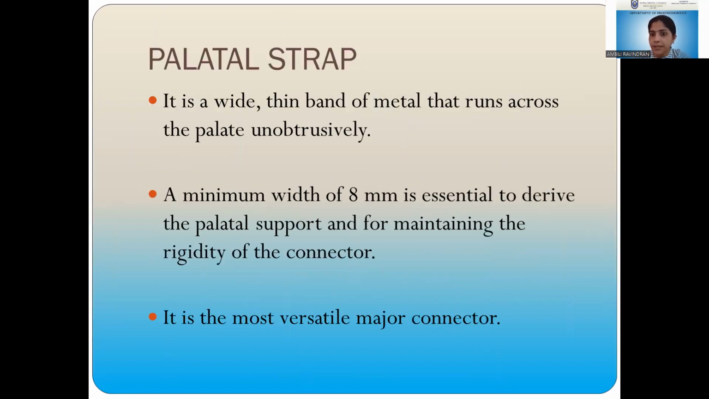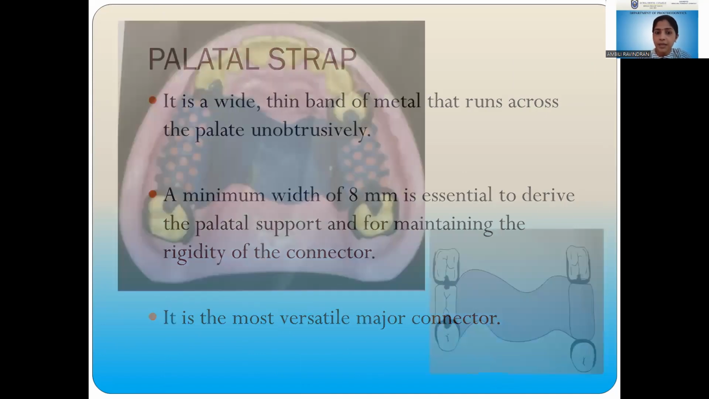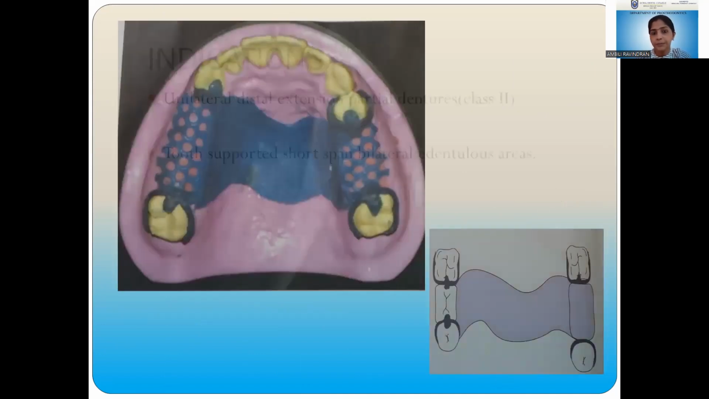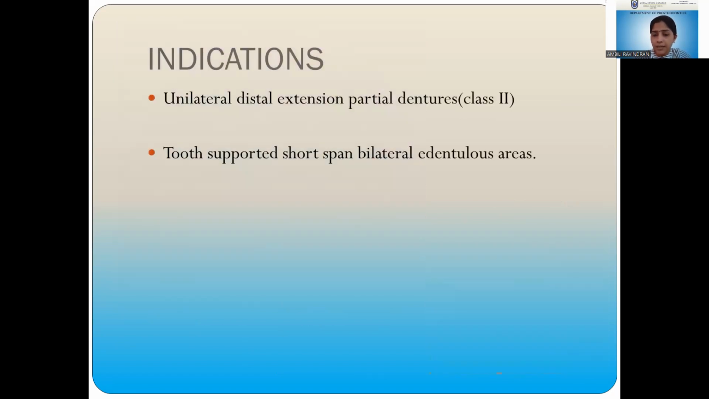Coming to the next one, that is the palatal strap. The palatal strap is similar to the palatal bar, but the width is more. It is 8 mm in width. A thin strap is crossing across the palate. So it is a versatile major connector, and it is indicated in the case where there is a class 3 situation with a short span, and in a class 2 situation.